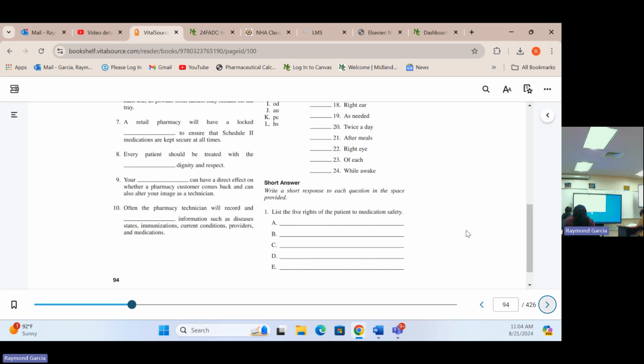Right time. Pharmacists must ensure that the medication is to be taken by the patient at the correct time it was ordered by the physician. So, like with osteoporosis meds, you want to make sure they're taking it in the morning. So make sure it's the right time.